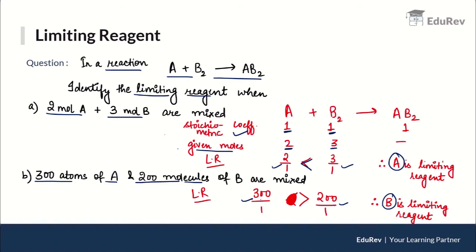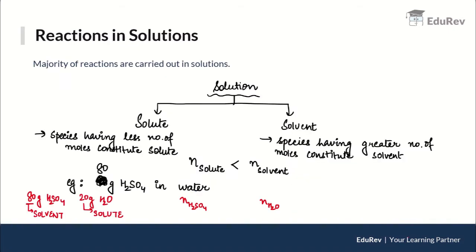So if you have understood how to identify the limiting reagent, let us now switch to reactions in solutions. So basically majority of reactions are carried out in solutions. So it is important to understand how the amount of substance is expressed when it is present in the form of solution, right?